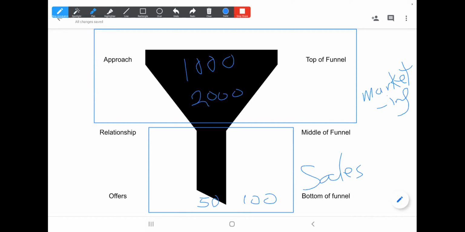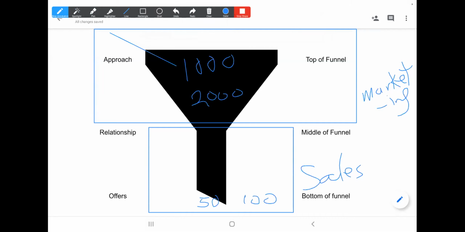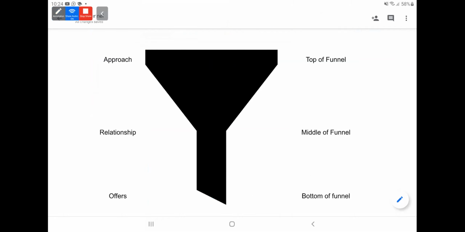So the idea is for you to get people to buy from you at the bottom of your funnel, people to come out as customers here. You need to reach out to a lot of people here in order for you to get customers here. So that's the beauty of marketing. Once you understand this principle, then it makes life a lot easier for you. So I'll stop the annotation here and I proceed.